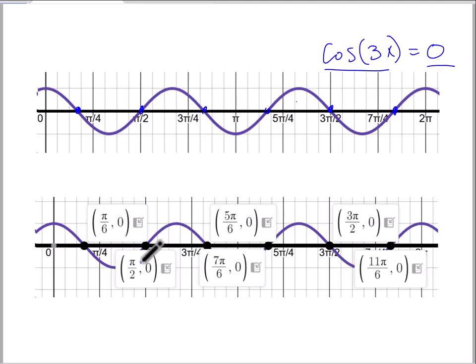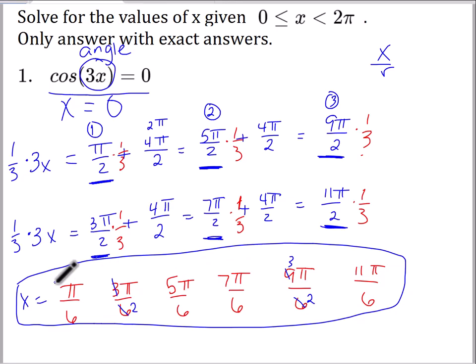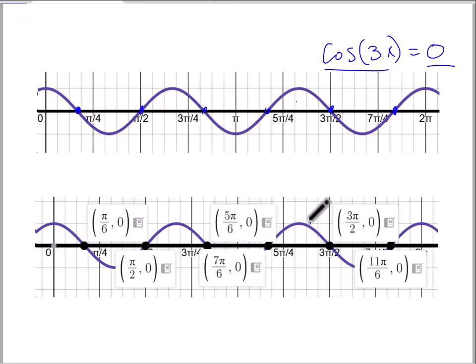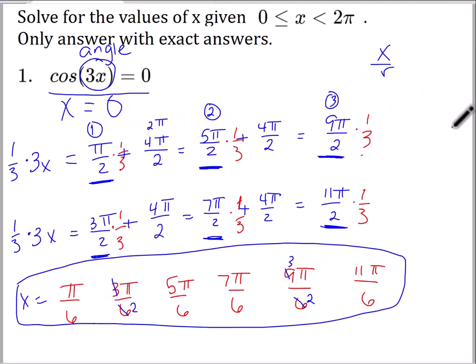Pi over 6, pi over 2, 5 pi over 6, 7 pi over 6, 3 pi over 2, and 11 pi over 6, which is the list of answers that we got algebraically. And so graphically what's happening looks like this, and algebraically what's happening is we have 3 rotations, and we have to take into account the first rotation, second rotation, and third rotation.